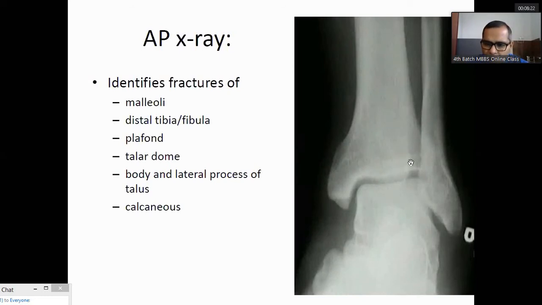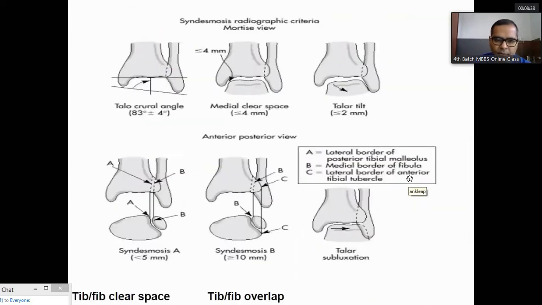This is the incisural space, or we also call it the tibiofibular clear space. And there is some overlap of the distal tibia over the fibula, and this is the tibiofibular overlap. We'll come to this.